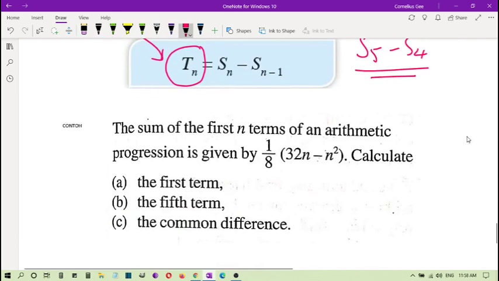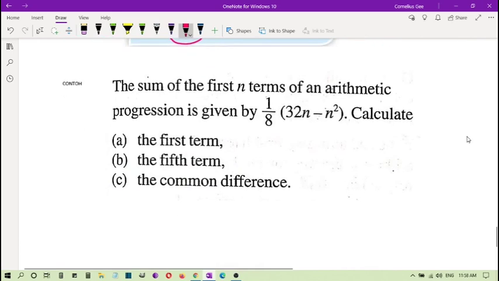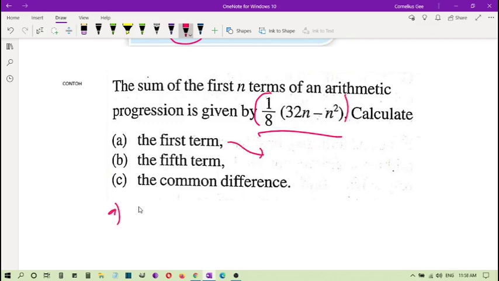Now I have an example here, which I took out from my reference book. So the sum of any AP is given by this formula. So you don't have to use the formula from the formula list. So this is what you need to use. So let's say I want to find the first term. First term is just T1. So actually it's also S1, which means n is equal to 1.